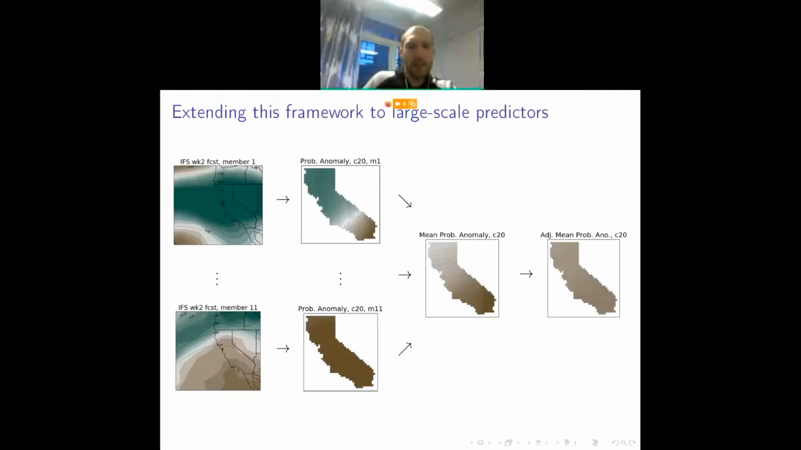Now, this is illustrated here briefly. We have the different members here, 11 members, for which we have hindcasts. And then each of these members is run through the convolutional neural network and gives us a precipitation anomaly over California. We average those together, adjust in order to account for uncertainty that is not fully represented in the ensemble, and we finally get an anomaly that we add to our climatological probabilities.